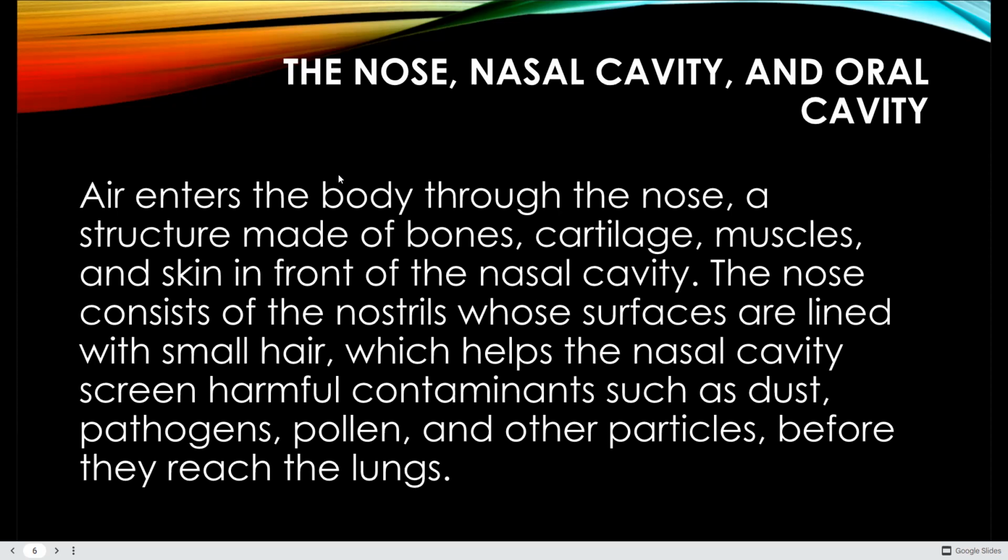Absorb directly pollen grains, pathogens, bacteria, and virus directly. Okay, that's the purpose why we have hair in our nose. That's the main purpose. Your nose also will warm the air before going to the lungs.